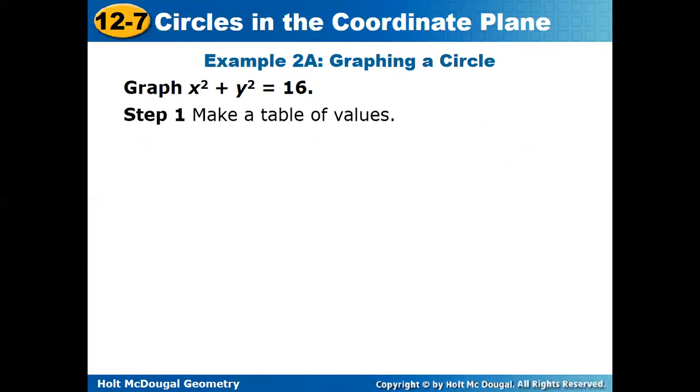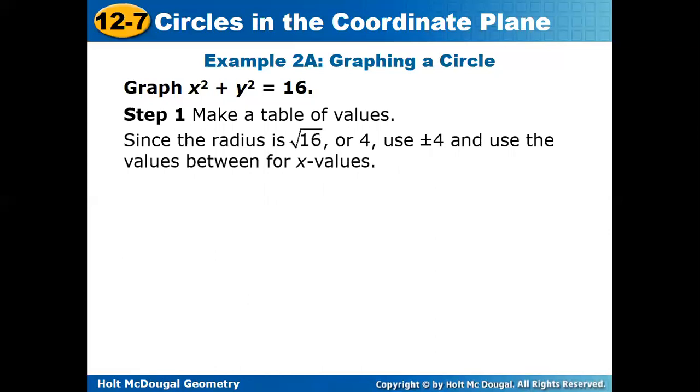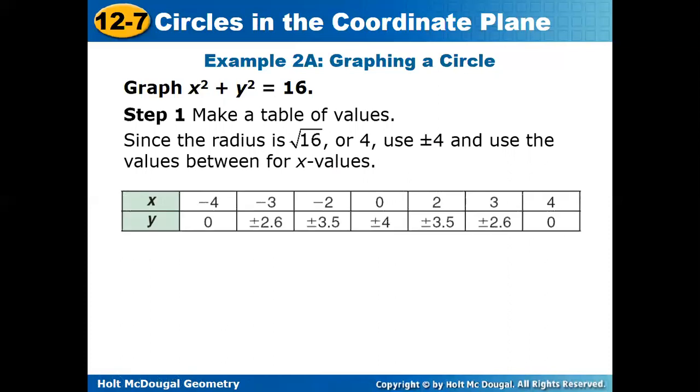So, to write this table, we know that 16 is the radius squared. So find the root of this 16, which is 4, and use positive and negative 4 and the values between them for x values. So the table will be like this. Maybe one of you asks how we make this table. We said we choose the values from -4 to 4.